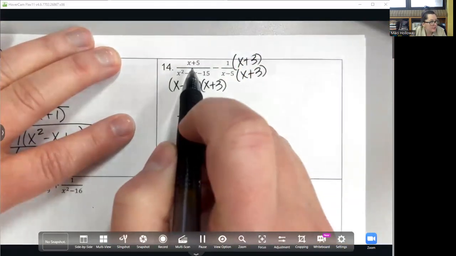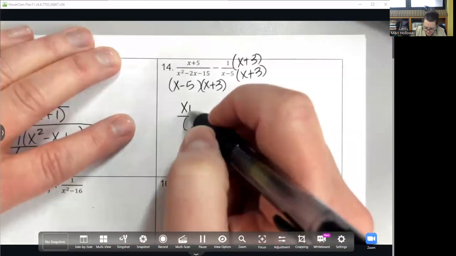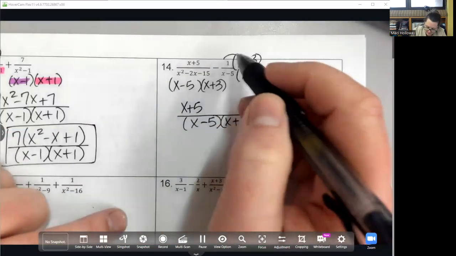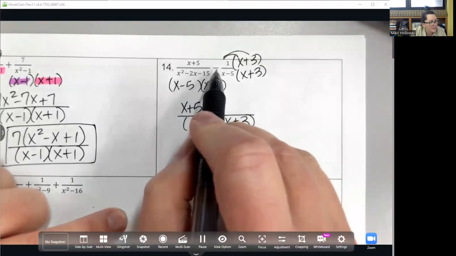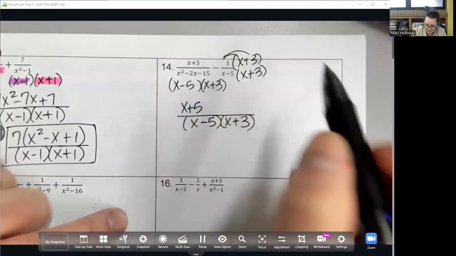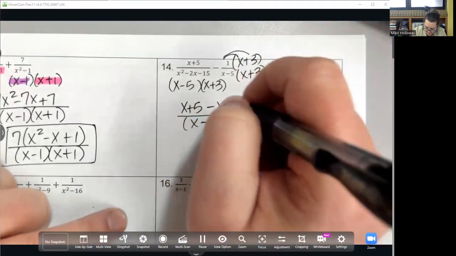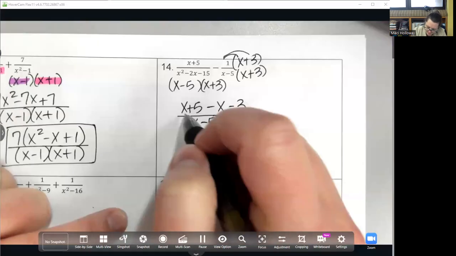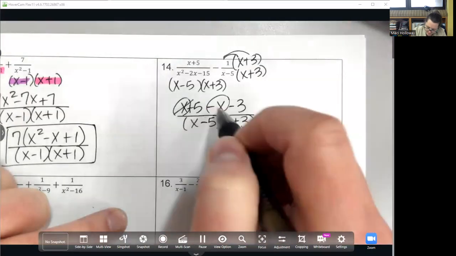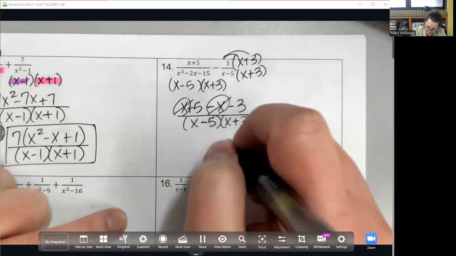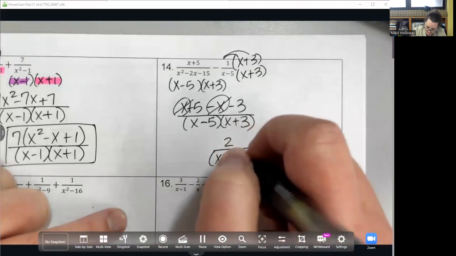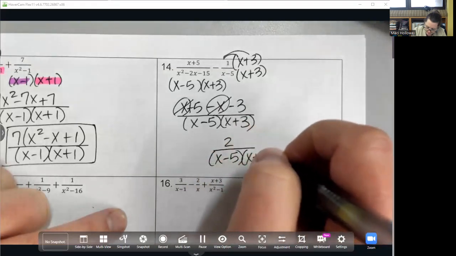My first term doesn't need anything, so we just bring it down, x plus 5. Here we're going to distribute the -1. Keep in mind that if there's a negative here, you're going to bring that with the number. So it's negative x minus 3. And then let's combine our like terms. So our x's cancel out, don't they? And then 5 minus 3 is 2. So we have x minus 5 and x plus 3 as the denominator.